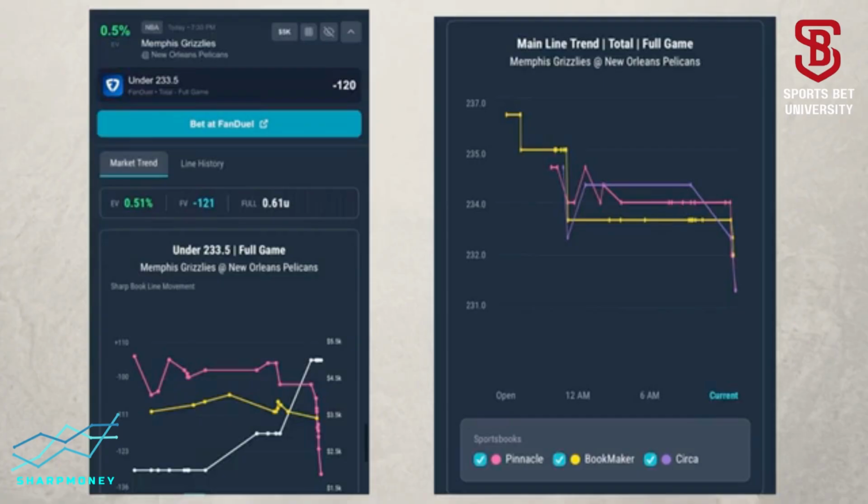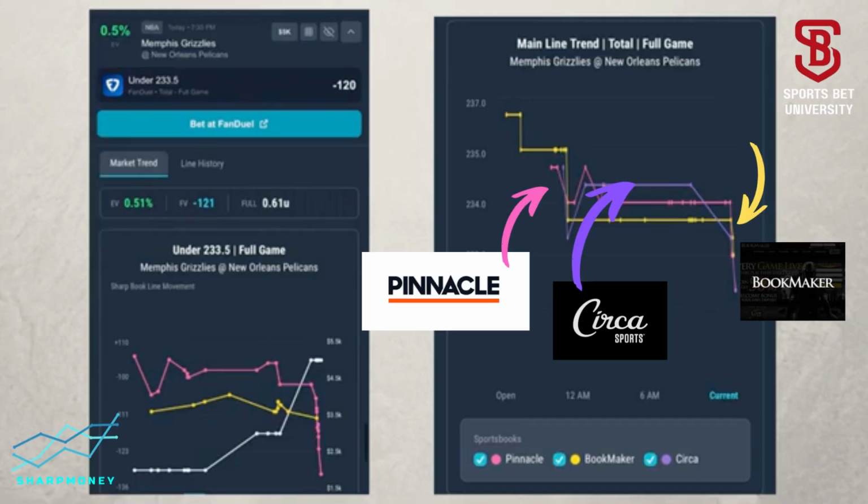So let's do a little dive into the two graphs that you are going to see when you're using the SHARPMONEY tool. On the left side of the screen here, we can see the odds graph and the Pinnacle limit graph. And this is showing you the books that have the odds for this under 233.5. Now, we typically use Pinnacle, Circa, and Bookmaker as our sharp books and kind of our source of truth.